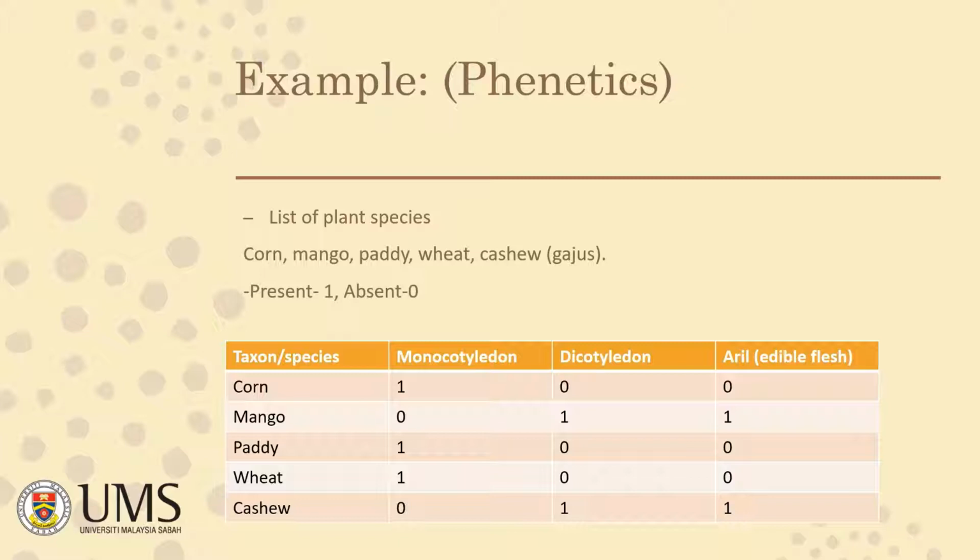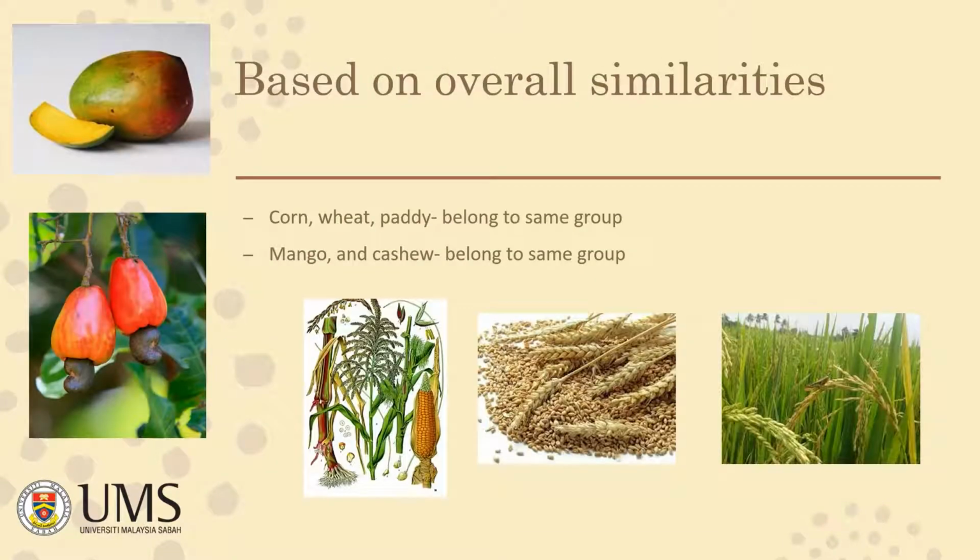So in the end, what we can say here is that corn, paddy and wheat belong together. Mango and cashew are excluded out of corn, paddy and wheat, based on overall similarities. So you can see here, this is mango, this is cashew, this is corn, this is wheat, this is paddy.